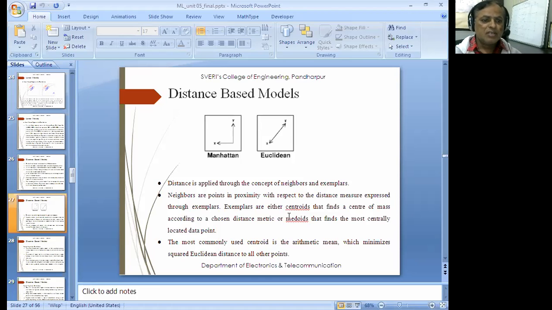As far as neighbors are concerned, we require distance. Neighbors are the points in proximity with respect to the distance measured, explained through the exemplars. Exemplars are the centroids that find the center of mass according to the chosen distance metric, or medoids that find the most centrally located data points.